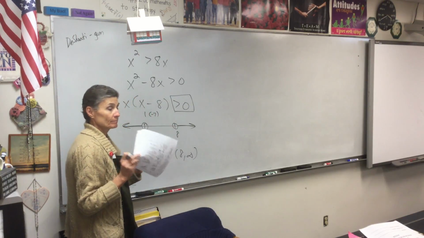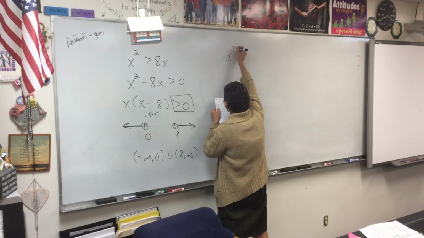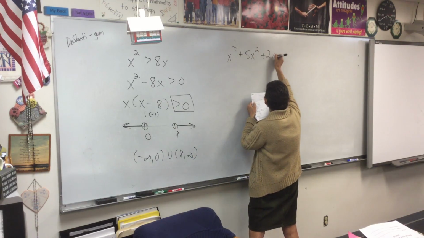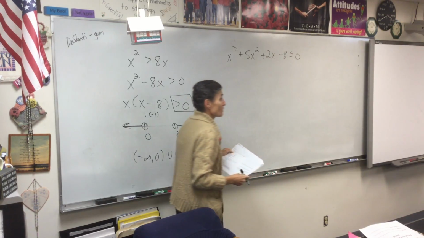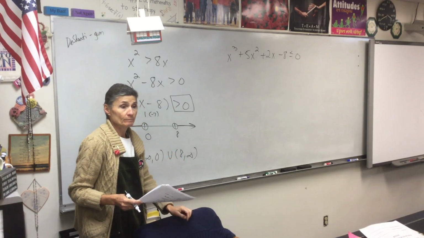Everybody with me? All right, now we're going to B. Would it be okay with you if I just got it to equal 0 rather than recopying it? Because with inequalities, we want to get 0.